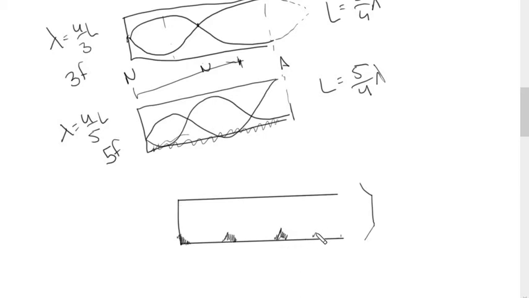You get something like this. So what does this show? It shows that these points are what? Nodes. So these are nodes. So let's try drawing the wave which would cause this.